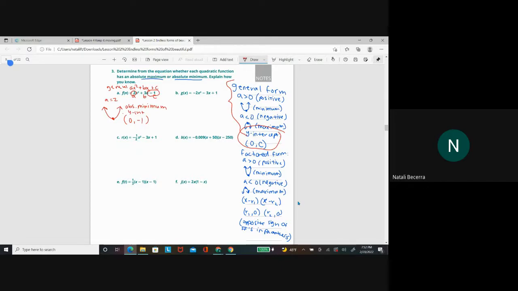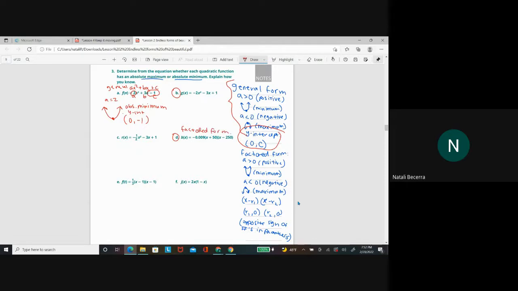Okay, now let's do part B. No, actually, you're going to do part B by yourself. I'm going to check this whenever I see you next time. Let's do D, because D is different, right? Whenever you see parentheses, this is factored form.